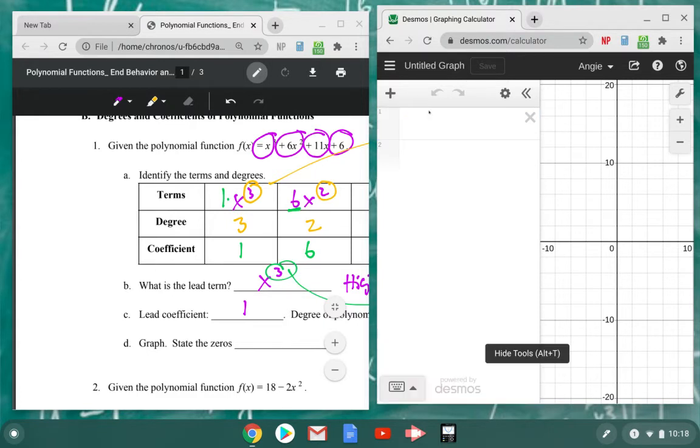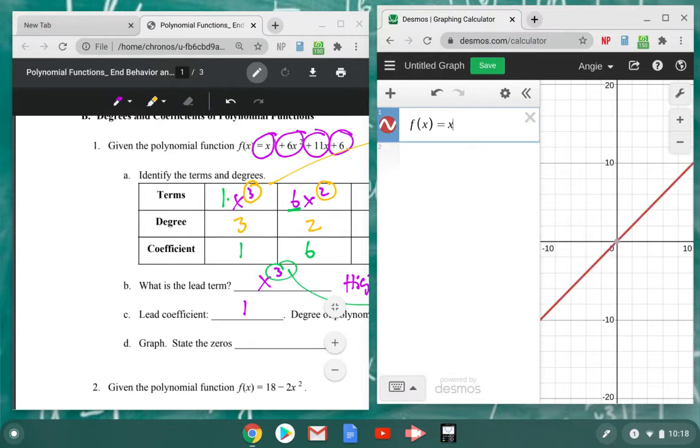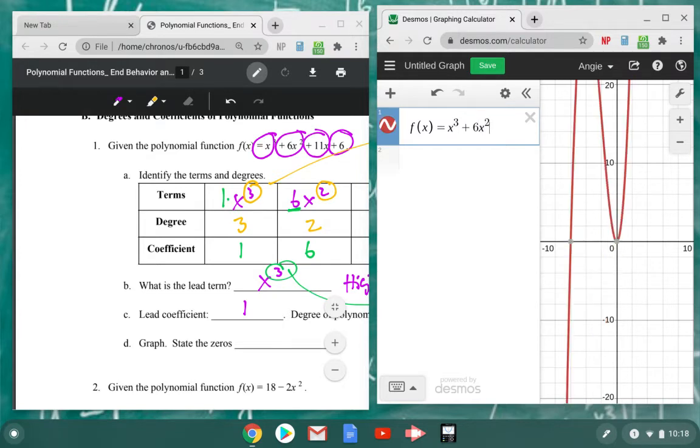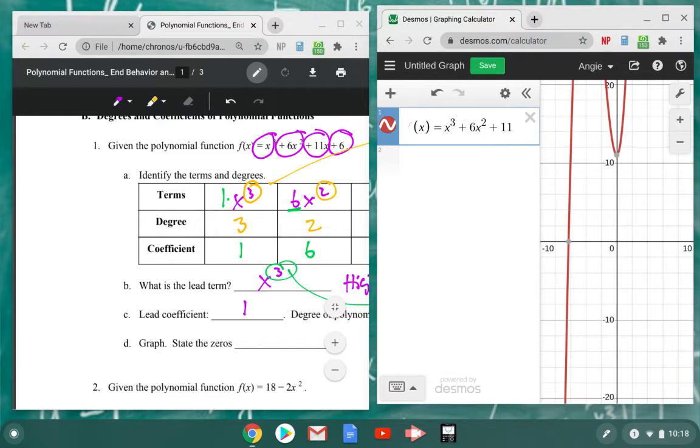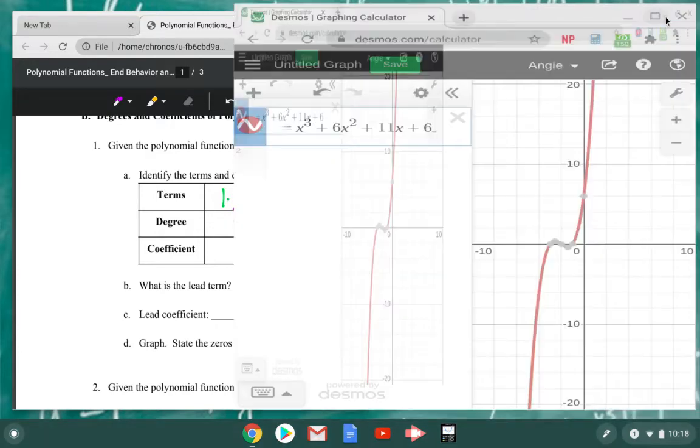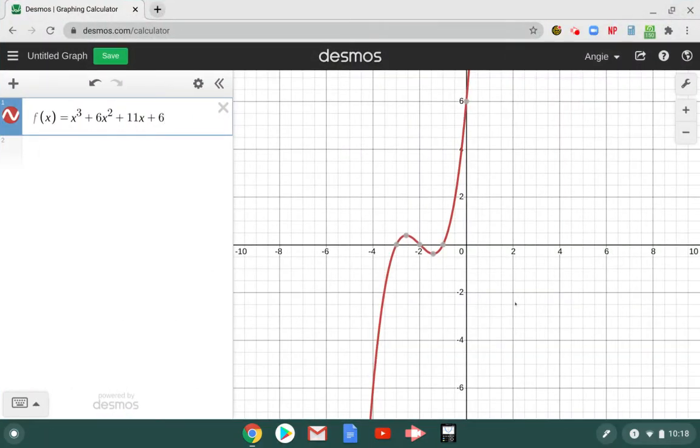So let's go ahead and put this function in. You could do y equals, or you could do an f of x equals. It doesn't matter. I'll do f of x equals x, and then the caret is shift 6, cubed, arrow over, and then I want plus 6x squared, again, caret on the 6 for the 2, and then plus 11x plus 6. Okay, let me make this large so we can look at the zeros of this function.